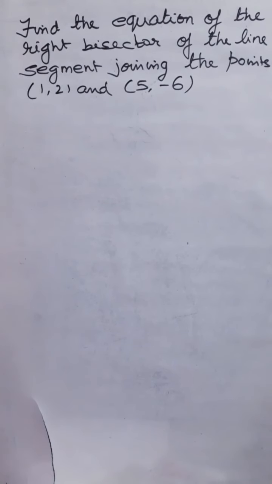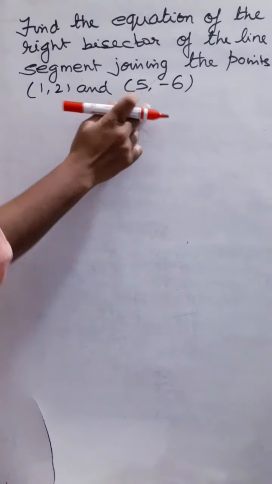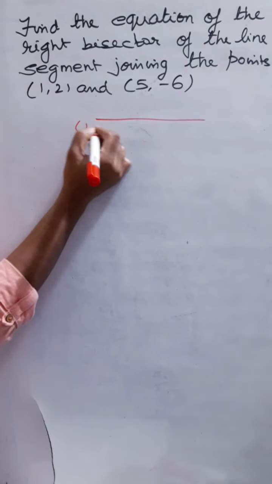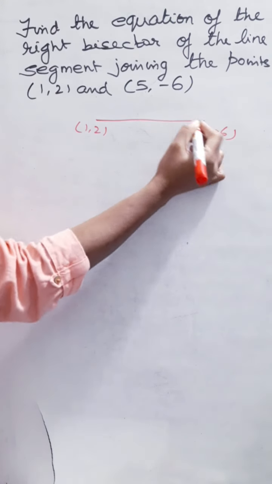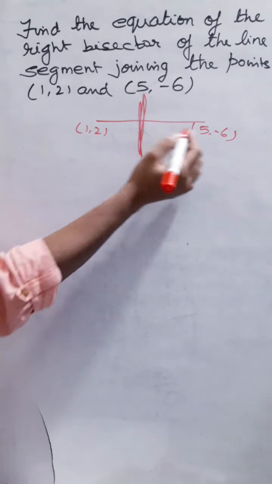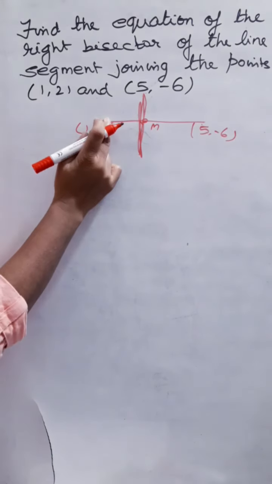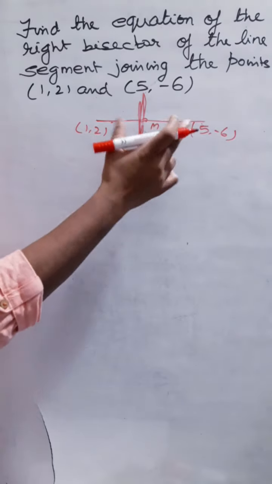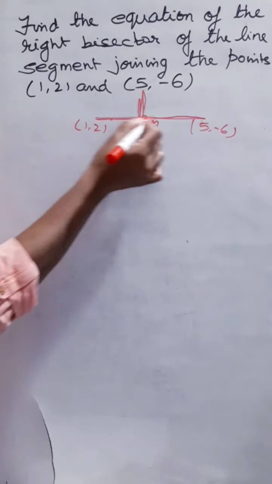We have the question here. Find the equation of the right bisector of the line segment joining the points (1, 2) and (5, -6). So here we have a line and the points on this line are (1, 2) and (5, -6). We need the equation of the right bisector of this line. First, it will pass through the midpoint M. We need to find the midpoint M, which the line will pass through, and the required line will be perpendicular to this given line.